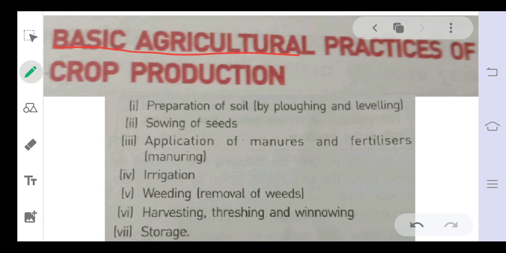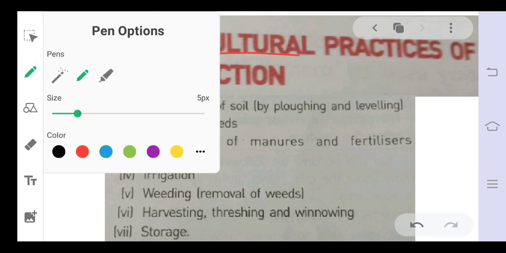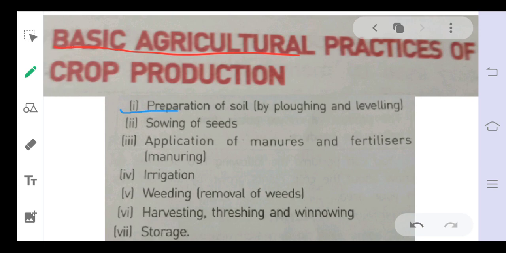So the first step of crop production is the preparation of soil, because as we have discussed, soil is important. Why? Because the plants grow in the soil, so the soil should be prepared properly for the production of crop. Before sowing the seeds, the soil should be prepared. After the preparation of the soil, we will sow the seeds into the soil. Third is application of manure.